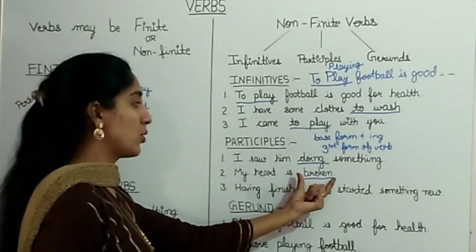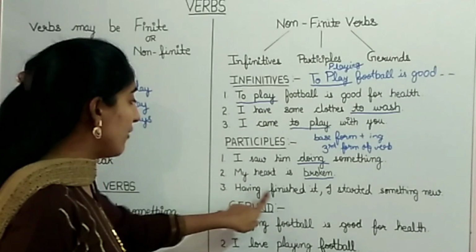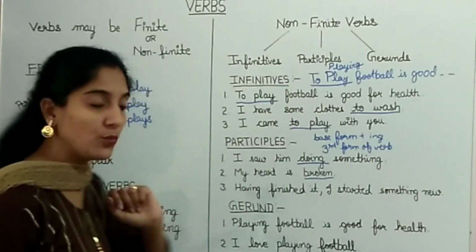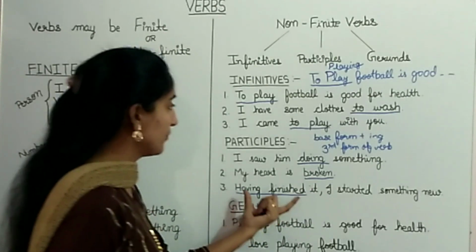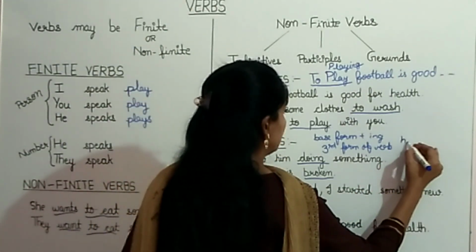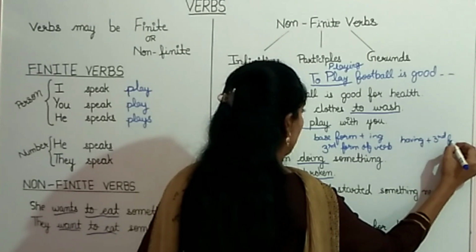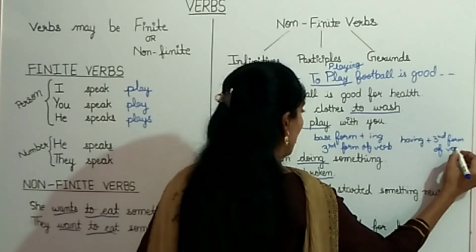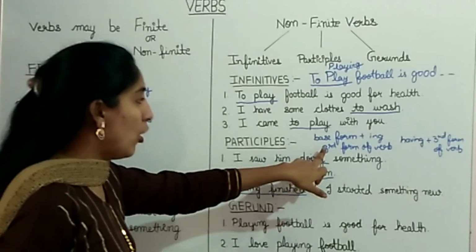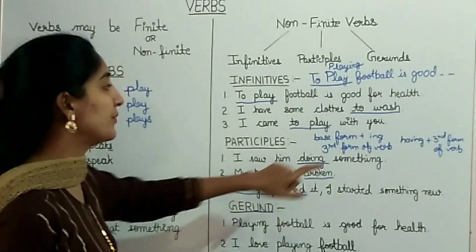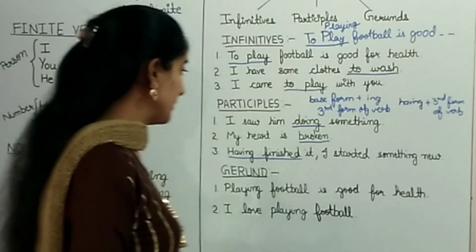My heart is broken. This is the third form of the verb, so broken here is a participle. Next one, having finished it, I started something new. Now here having finished is also a participle. The third one is having plus the third form of the verb. So participles means base form plus ing, or third form of the verb, or having plus third form of the verb. Present participle, past participle and perfect participle.